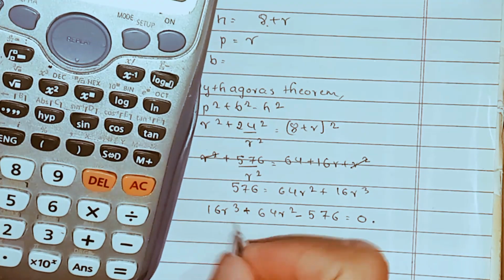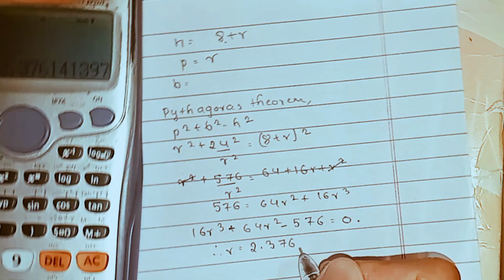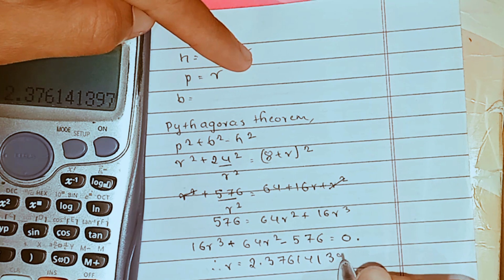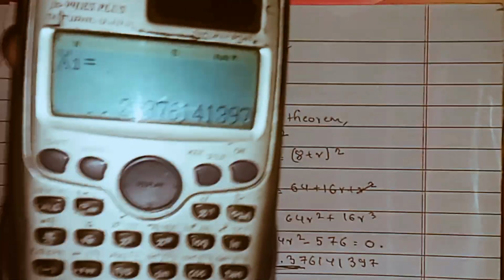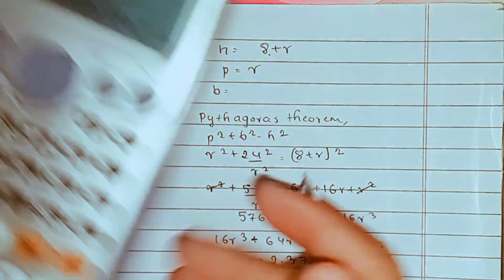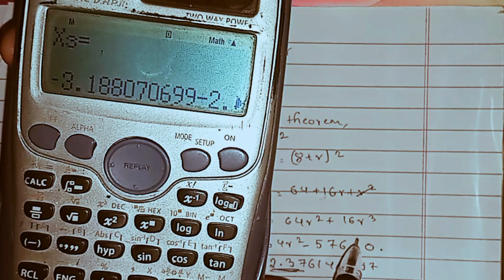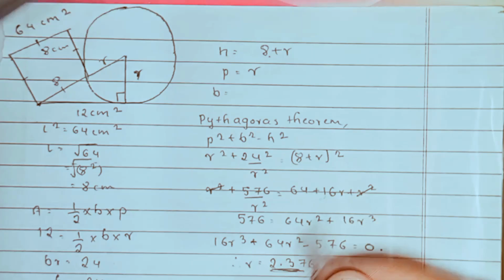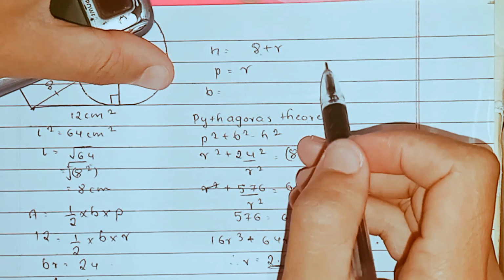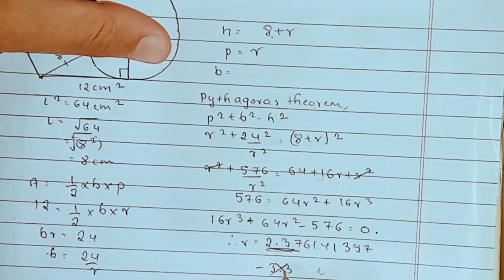2.3761, so therefore r is equal to 2.37676141397. You can use approximation and use only the initial 2 digits. So hence this was the answer. Let's look at the other answers. This is a negative answer, which will not be appropriate, because we have to find the radius, which is a positive value. We have three answers, because this is a cubic equation, and a cubic equation has three answers. The other two answers are minus 3 point something, which is not correct because a radius can never be negative.